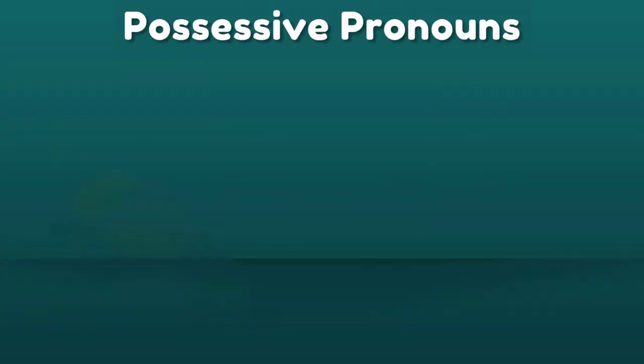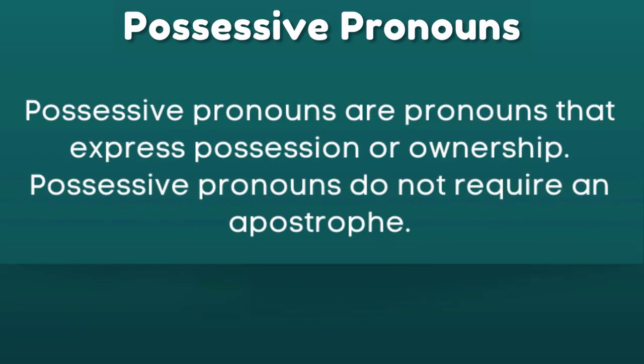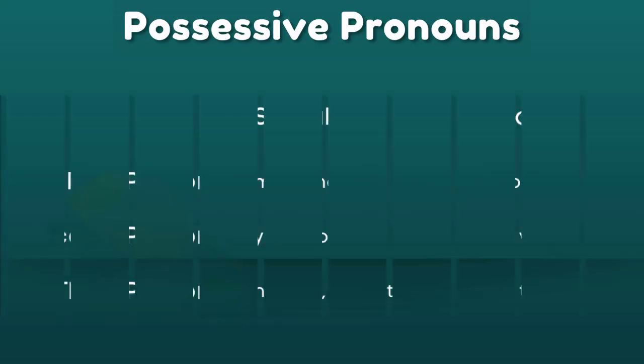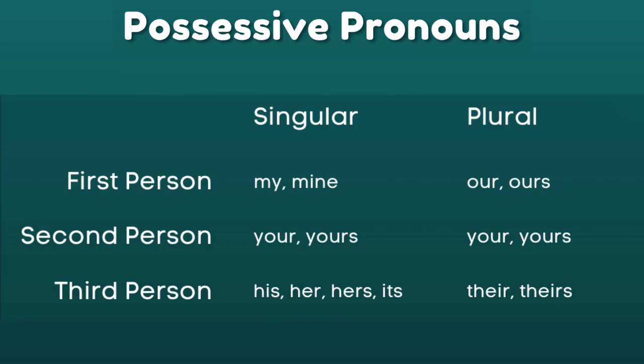Possessive pronouns. Possessive pronouns are pronouns that express possession or ownership. Possessive pronouns do not require an apostrophe. Possessive pronouns singular. First person: my, mine. Second person: your, yours. Third person: his, her, hers, its.